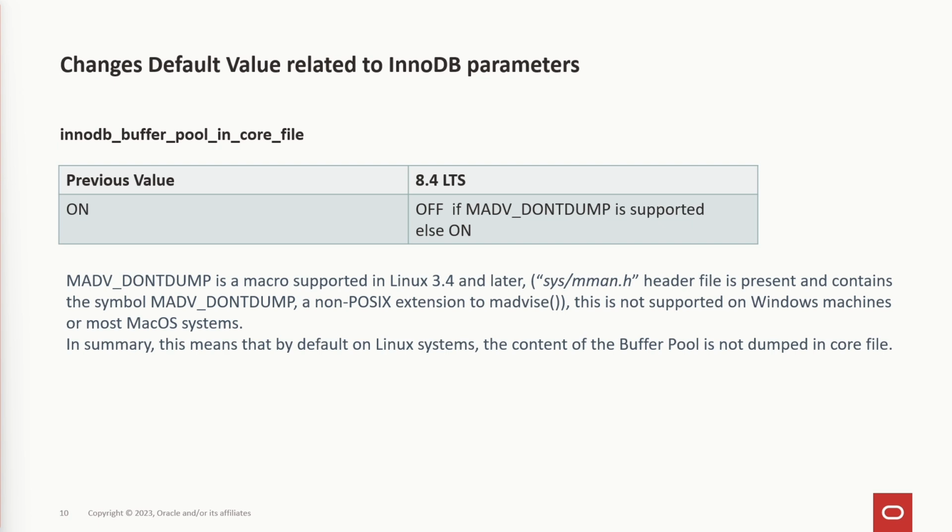If the system supports MADV_DONTDUMP, then we can set it. I don't know how big an InnoDB buffer pool you are using, but in Korea, some of the big customers are using more than 200 gig. It's that big, right? Sometimes the core dump includes the InnoDB buffer pool, then it takes a long time and the file is very big. So that's why we set the default. This one is off.